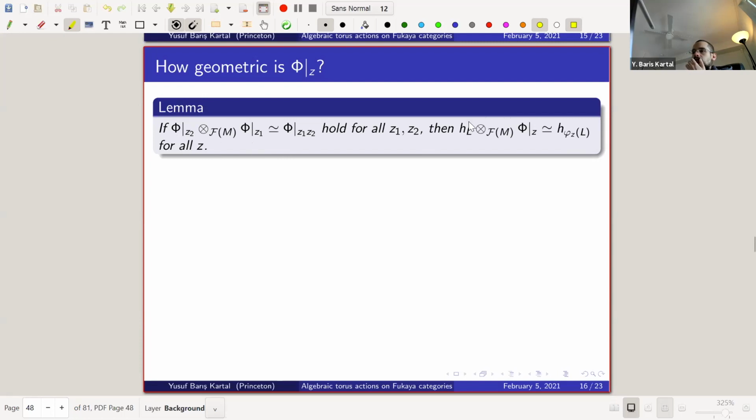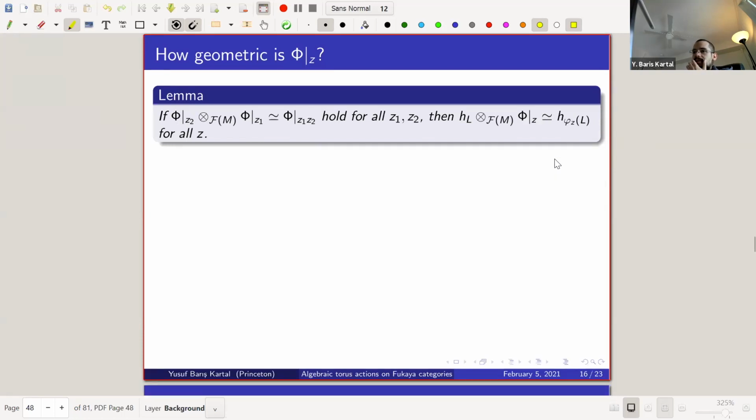Then phi of Z acts on L, or H of L, as the symplectomorphism phi Z. And the idea is actually pretty simple. I'm going to sketch a proof here, but before that, the idea is pretty simple. Again, I refer to this as being geometric if it corresponds to the actual symplectomorphism phi of Z. And this property that I stated here, I call this group-like property, or sometimes group action-like property. It basically tells you that this family of quasi-functors is a group action.